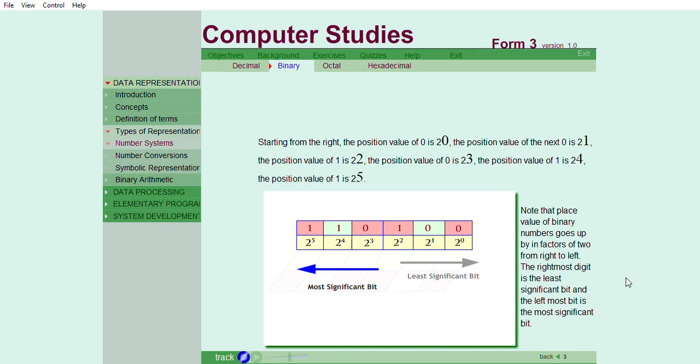Note that place value of binary numbers goes up by a factor of 2 from right to left. The rightmost digit is the least significant bit, and the leftmost bit is the most significant bit.